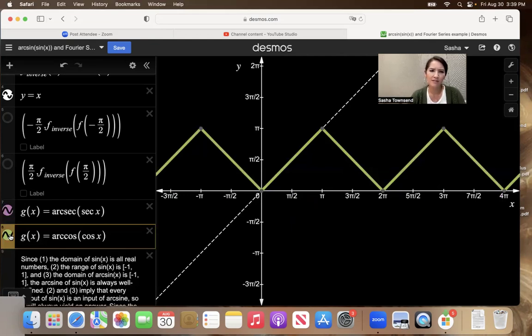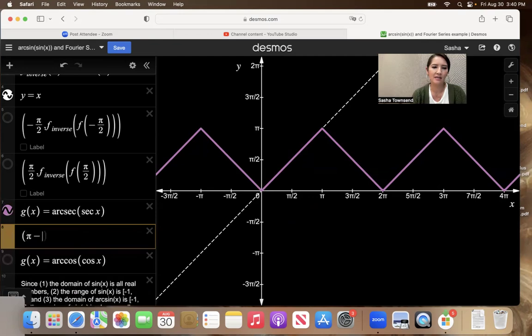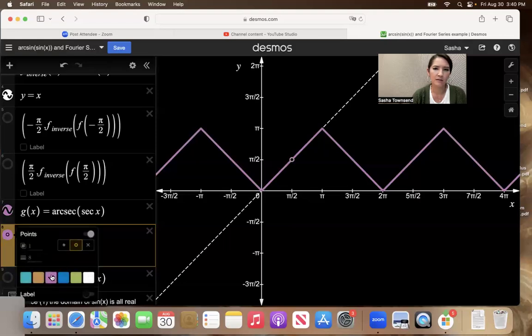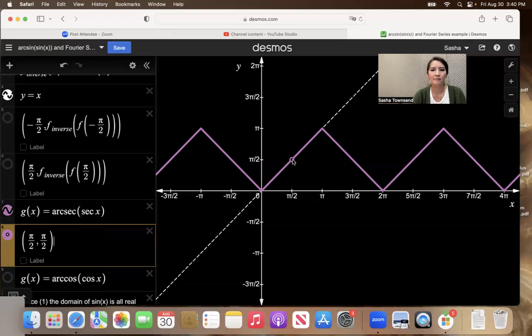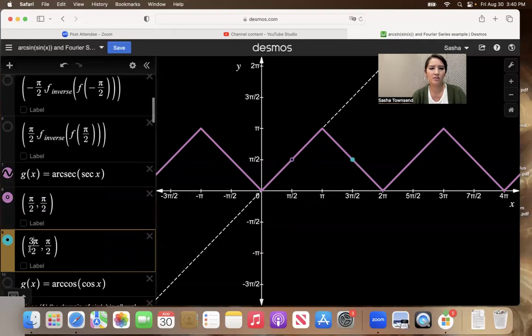I think that there might be some issues with this one though. With the arcsecant, this is only well defined when x is not an odd multiple of pi over 2. So technically, I think that this graph might be incorrect because I can't substitute any odd multiples of pi over 2. This function should probably have some open circles at, let's say, pi over 2. It should look like that every time we're at an odd multiple of pi over 2. So we'll have something like that at pi over 2, and then the same thing at 3 pi over 2.